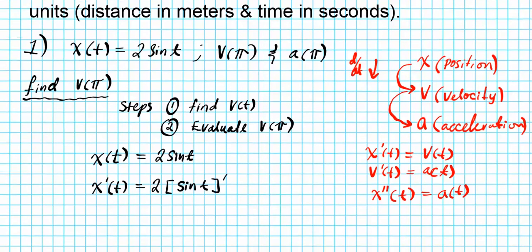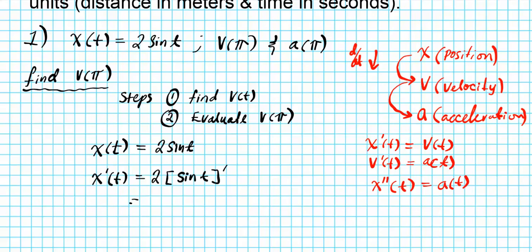Okay? Now what is the derivative of sine t? The derivative of sine t is positive cosine t. Okay? So x prime of t is the same thing as the velocity. So we can write this as x prime of t, which is also equal to v of t. So v of t is equal to 2 cosine t.